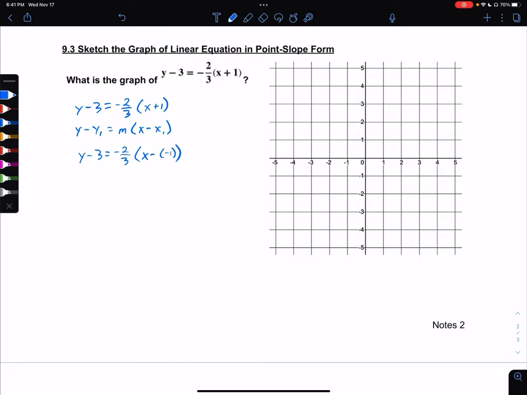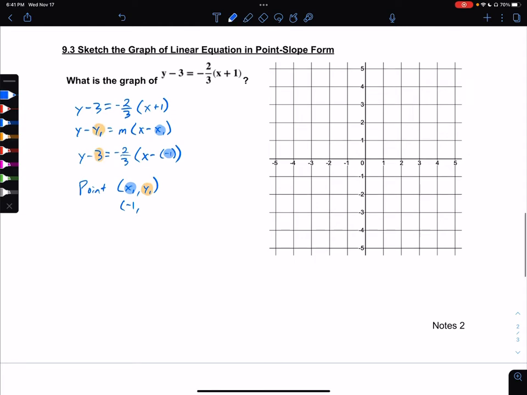But in point-slope form, our point is our x1, y1, and our x1 is right here, which is negative 1. Our y1 is the point that was here, which is our value of 3. Okay, so you want to be very careful.